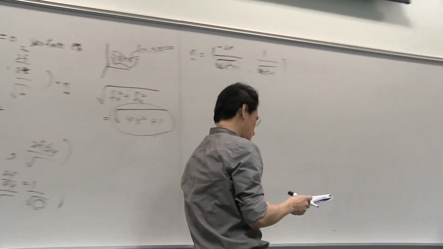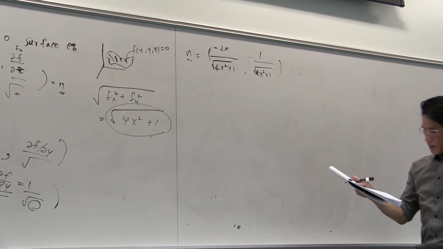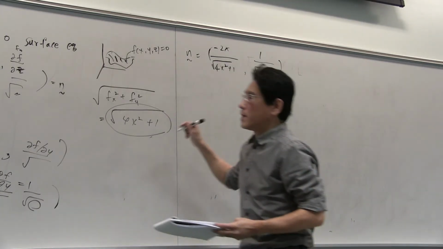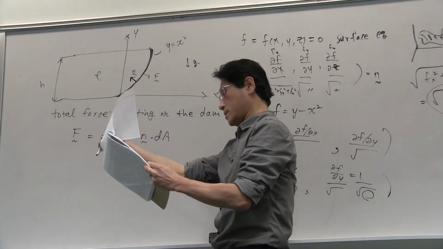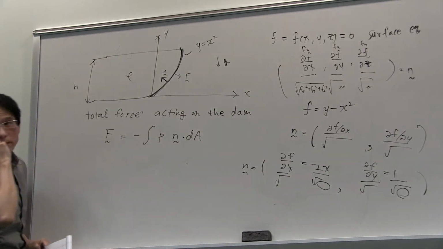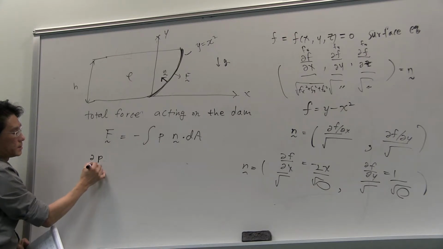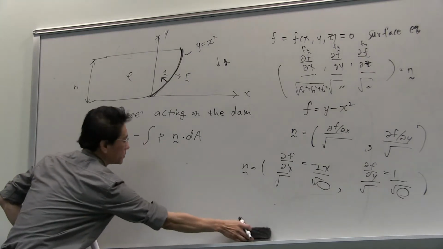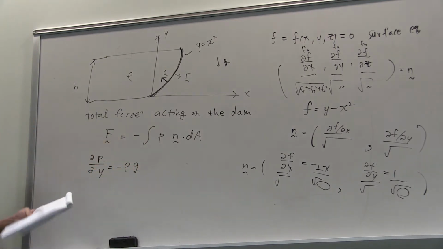Okay, so now we have the normal, right? So now what you have to do is the pressure. Okay, hydrostatic equilibrium, so you can get the pressure, right? So your pressure is what? In this case, in y, right? So dp/dy is minus rho g, okay?